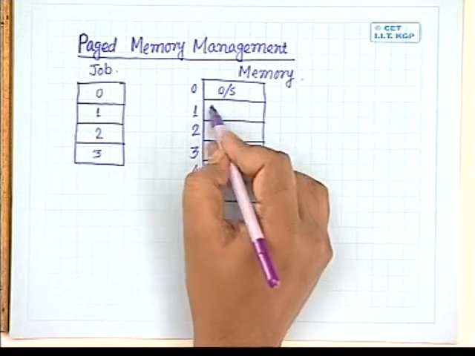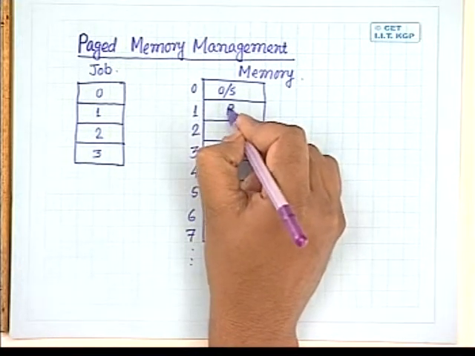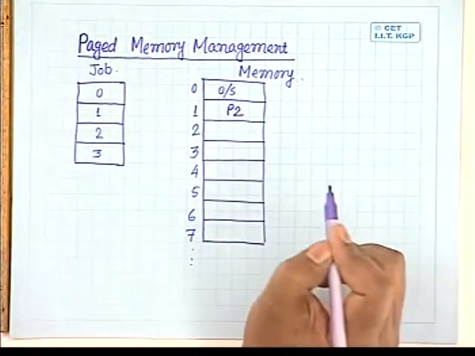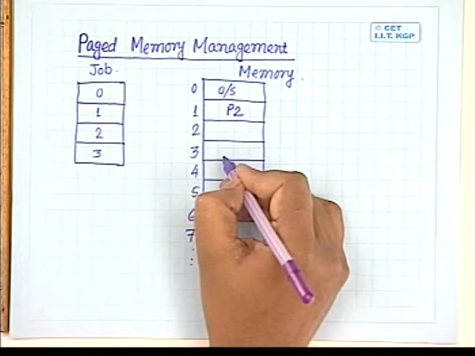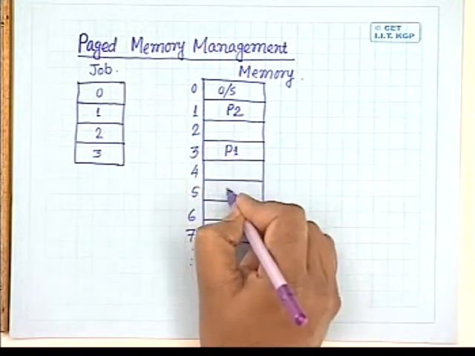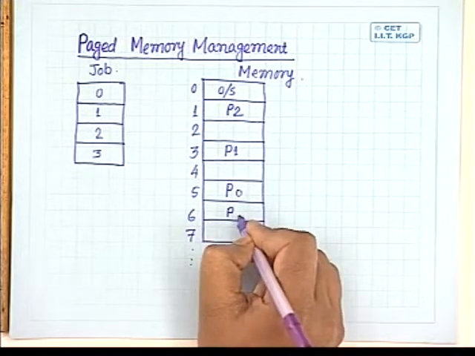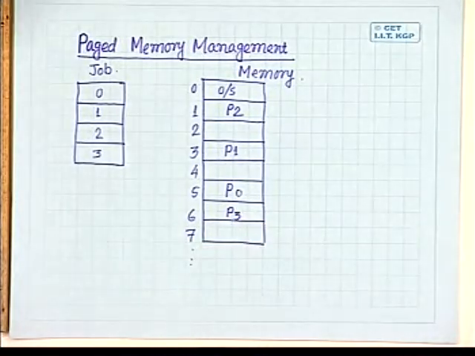So it may so happen that frame number 1 is allocated to page number 2 of the user process. Frame number 3 may be allocated to, say, page number 1 of the user process. This may be page number 0, this may be page number 3, something like this. I can place any page in any of the frames.